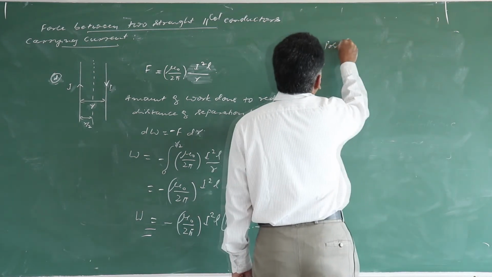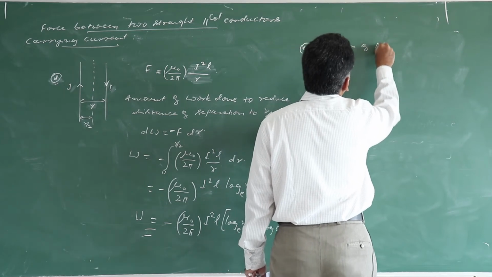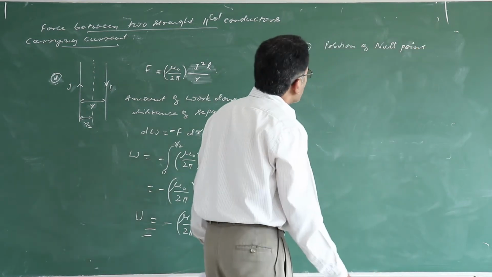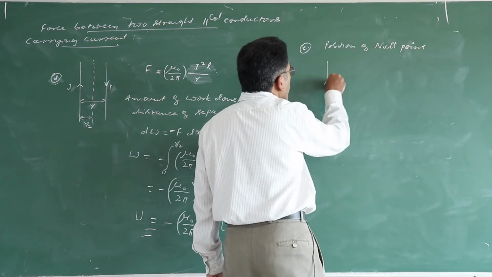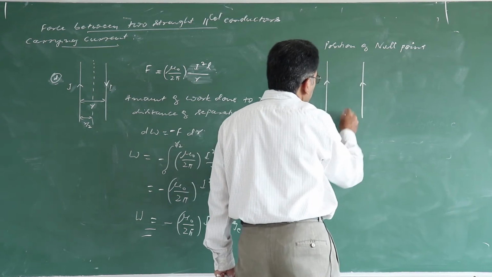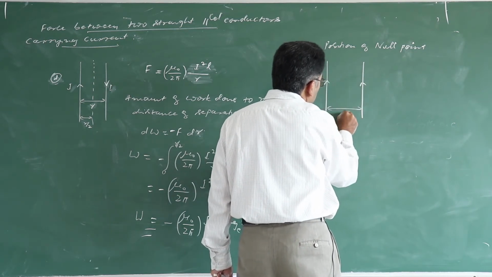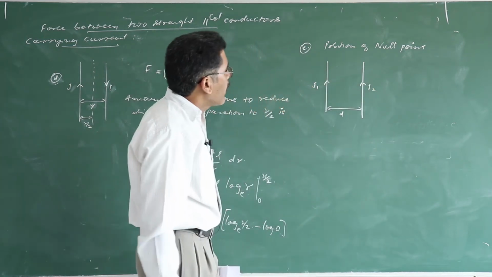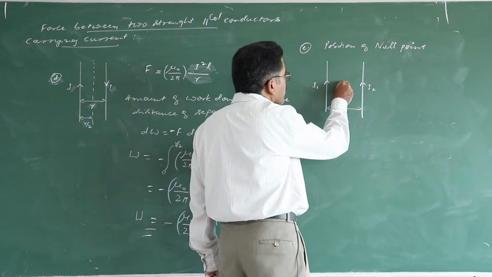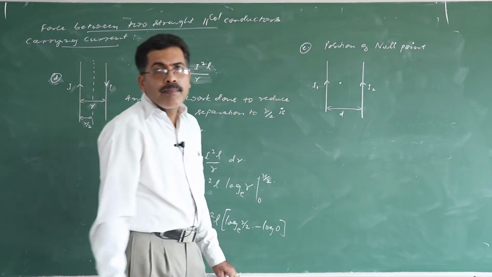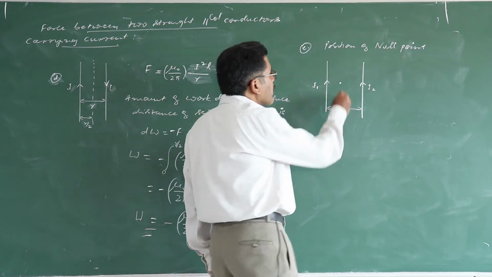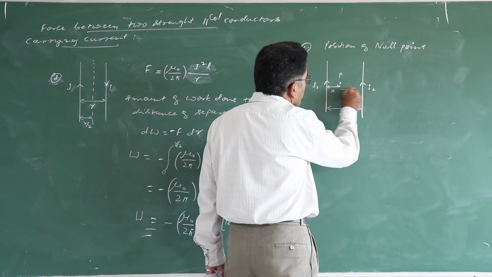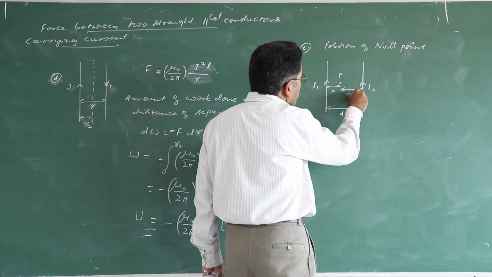Position of null point. Suppose we have two current carrying wires which are separated by a distance d. Currents are flowing in the same direction. At some point between these two conductors, the net magnetic field becomes equal to 0. That is called null point. Let this point be at P and I take this distance as x. What is the remaining distance? D minus x.